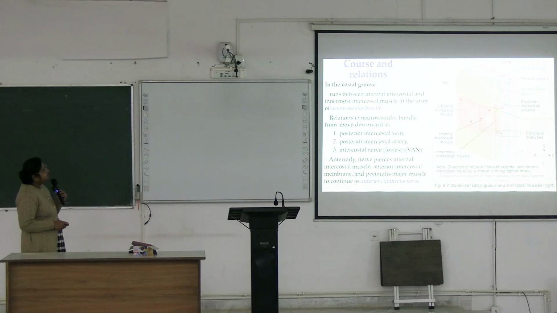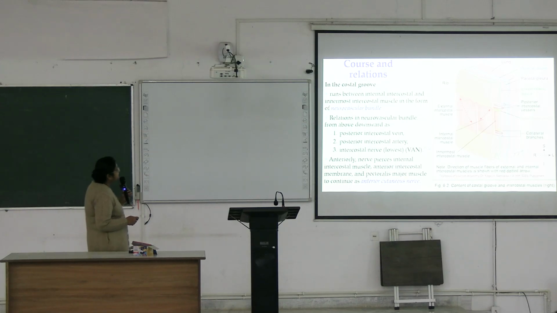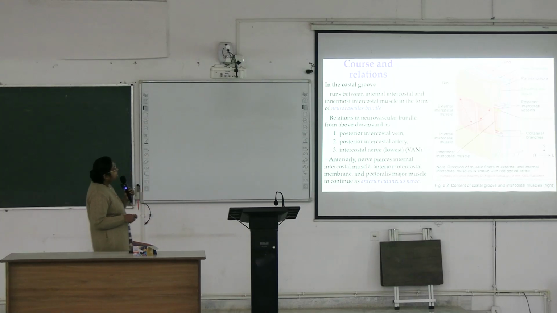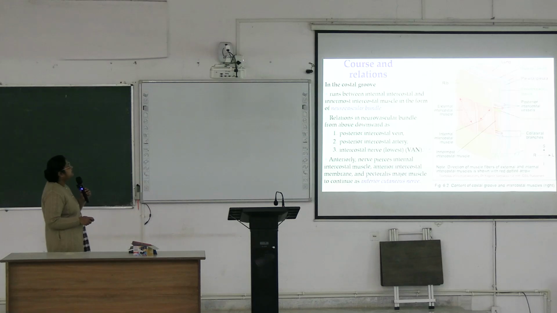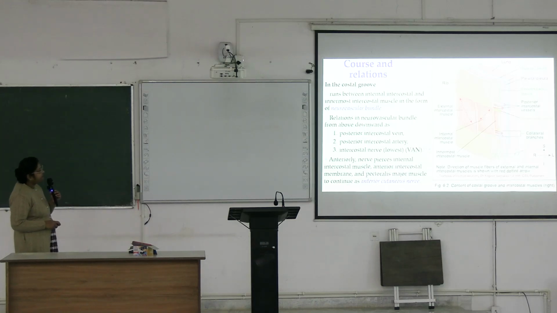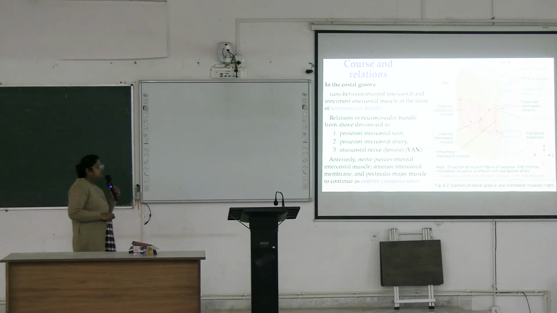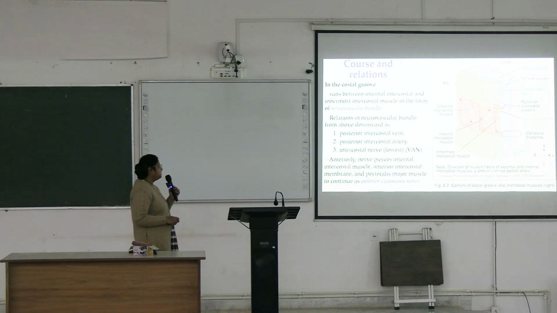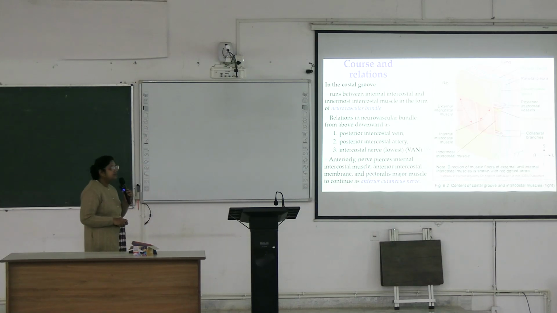In the costal groove, here is the costal groove of the rib. In the costal groove, the nerve runs between the internal intercostal and innermost intercostal muscle in the form of a neurovascular bundle. And relations in the neurovascular bundle from above downward is posterior intercostal vein, posterior intercostal artery and intercostal nerve. Anteriorly, the nerve pierces the internal intercostal muscle, anterior intercostal membrane, and pectoralis major muscle to continue as the anterior cutaneous nerve.